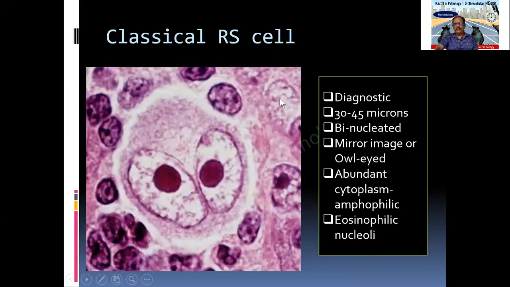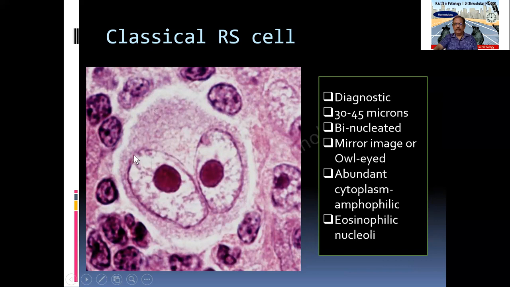The classical Reed-Sternberg cell, this we will have to describe. It is a large cell. There is no doubt at all. Look at these cells. A large cell, abundant cytoplasm. And these are the nuclei. The pale ones are the nuclei.